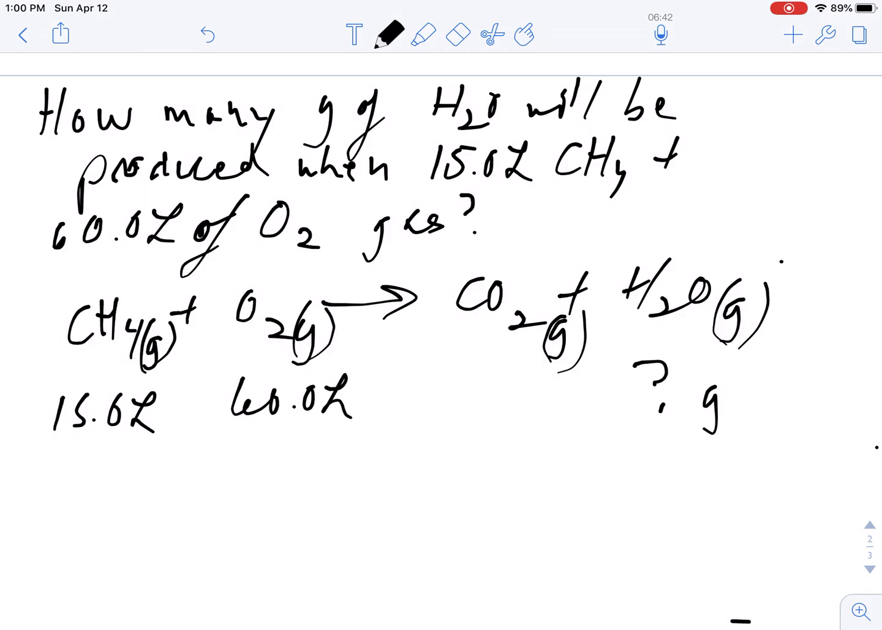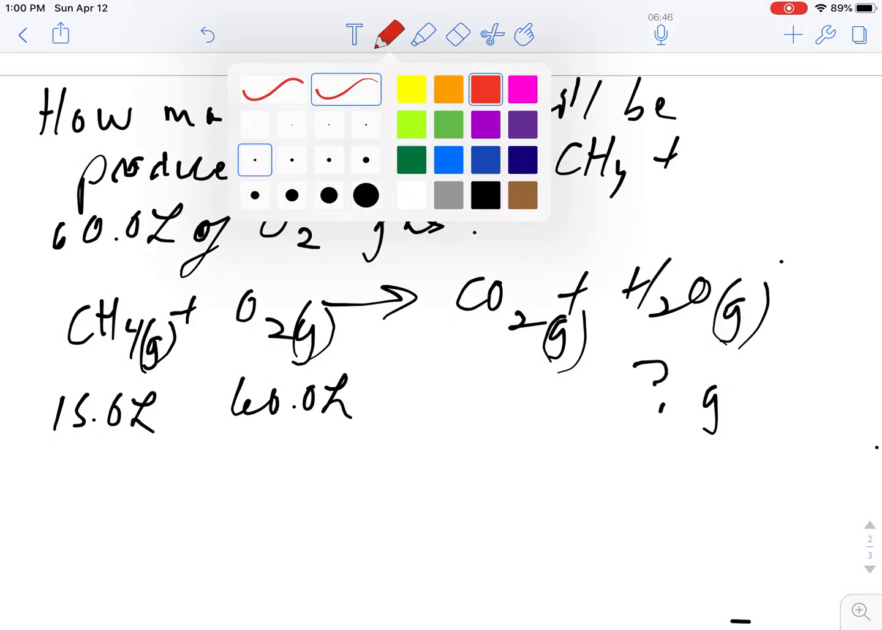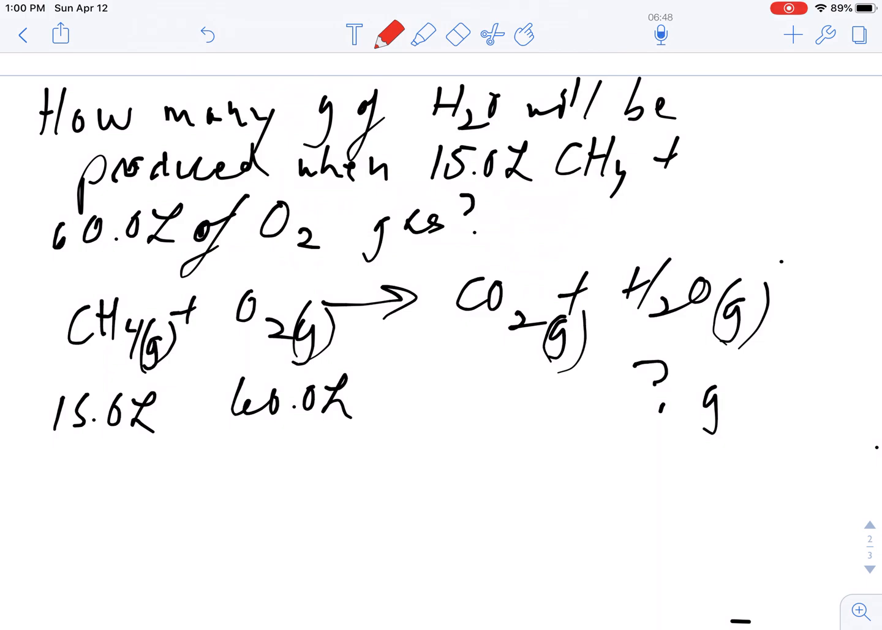And I need to balance my reaction. So in order to balance it, I'm going to need a 2 here and a 2 there. Now my reaction is balanced. Because I have 2 reactants, methane and oxygen, I will have to work out 2 problems. Okay? So I'm just going to start with the methane.